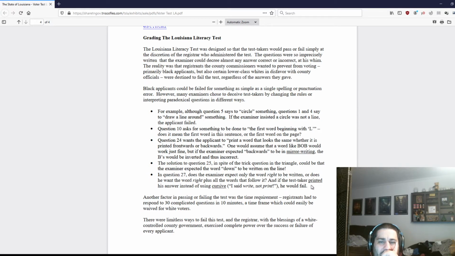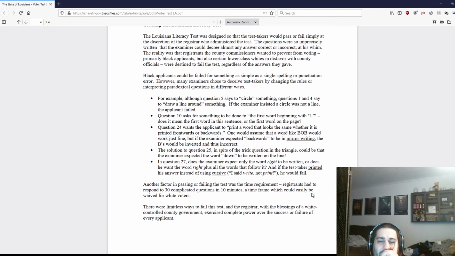Wait, what? Did I misinterpret it? So race car wouldn't work, because they're saying in mirror writing it would look wrong? Yeah. And mom would probably work. Dad wouldn't work either. I guess mom would because they're talking about the letter reflection looking the same, like in a mirror. No, I thought it was just spelled the same backwards and forwards, but I guess that's not what it meant. Or it didn't have to mean that. It's kind of like, fuck you, you're not voting.